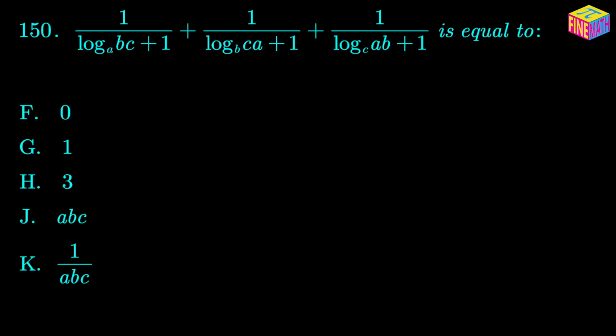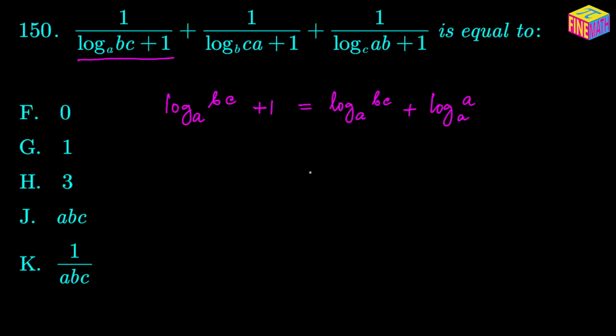Now if you look at the denominator of each of those terms, let's first look at the first one. I'm simply focusing on the denominator. For the first one, we have log of BC plus 1. Let me write it down: log of B times C with the base A, plus 1. Can we write this 1 as another logarithm? We can say log of A with base A, because that would be 1.